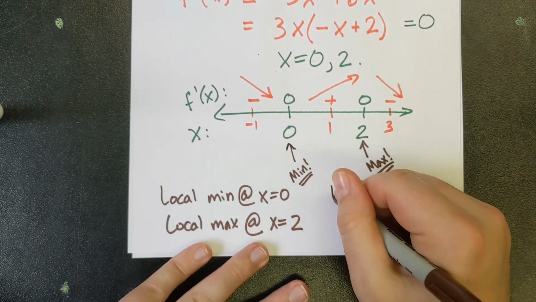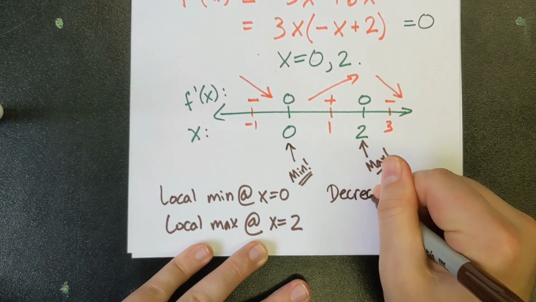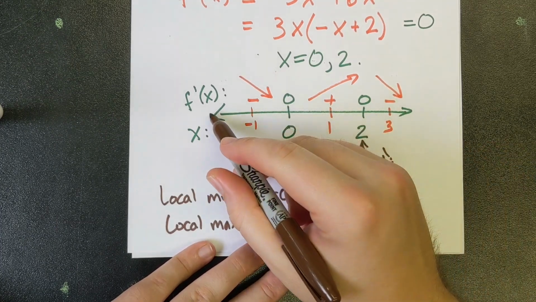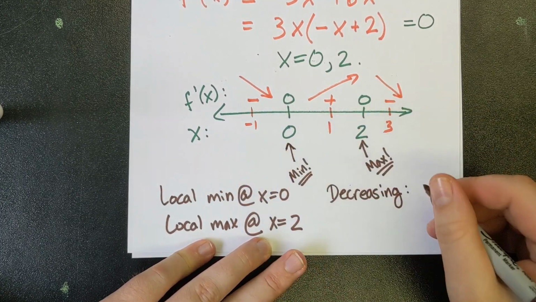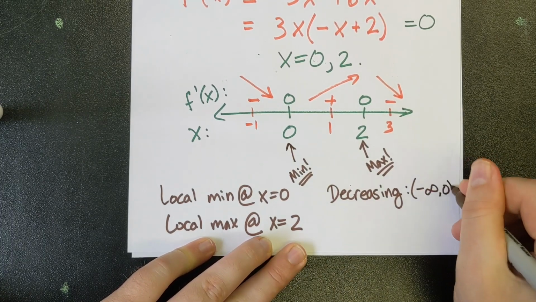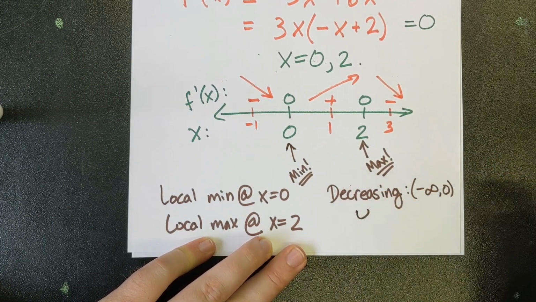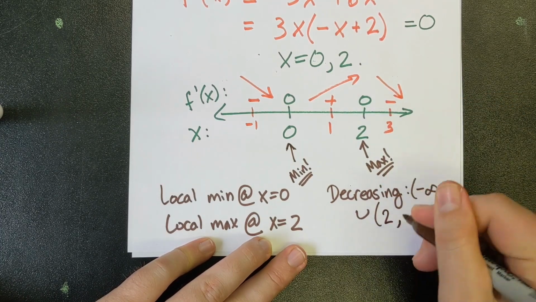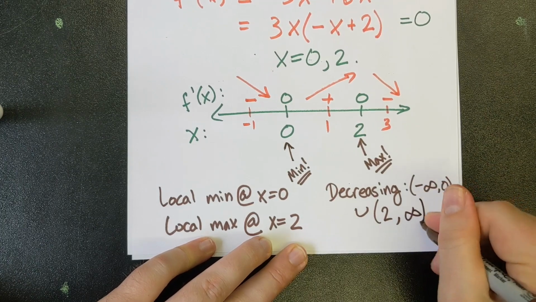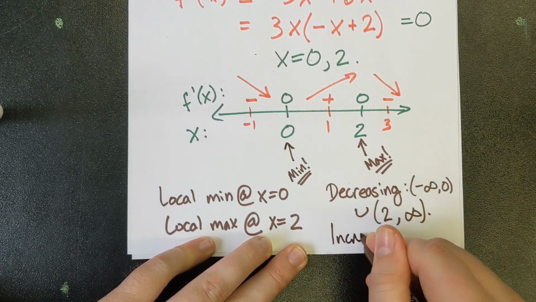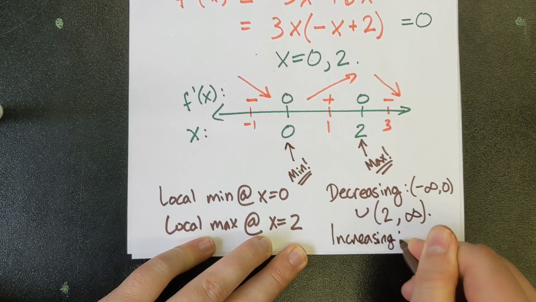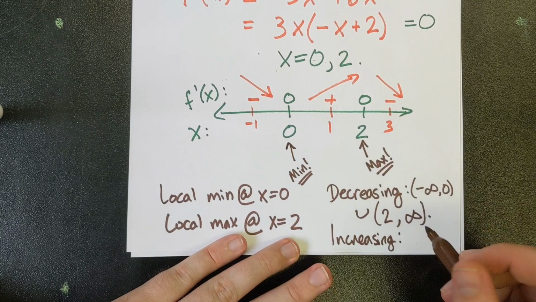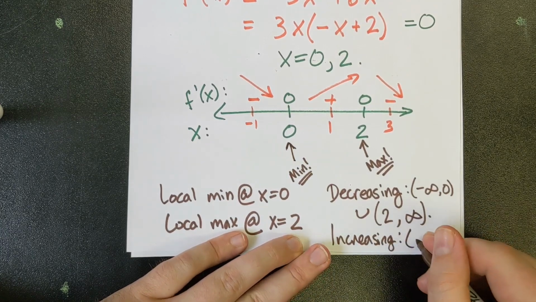And then I know it's decreasing from negative infinity up to 0, union from x equals 2 all the way to infinity. And I know it's increasing from 0 to 2. That's where the derivative was positive.